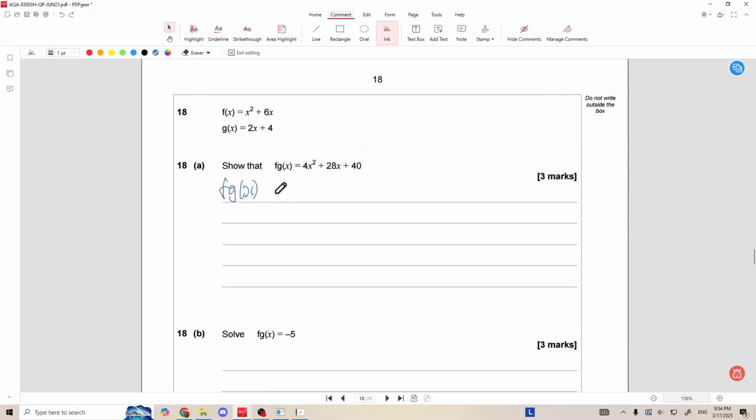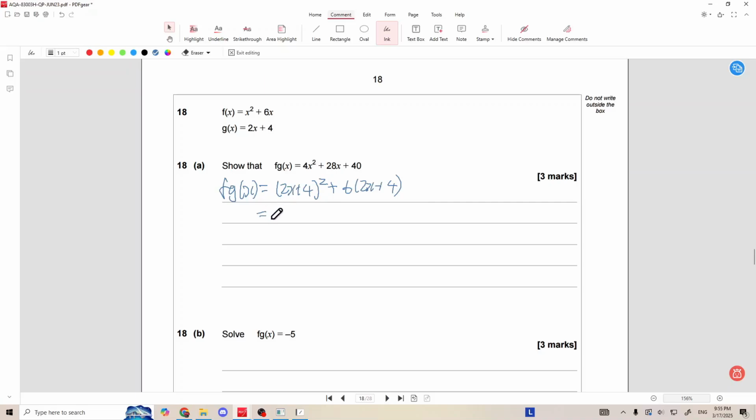Oh, I think I know what to do for fg x. Wait. So I substitute f of x into g. So it becomes like 2x squared plus 6x plus 4. But that isn't right. No. Although I think it's the other way around. fg of x. Oh, it just means... I think so anyway. I do (2x plus 4) squared plus 6 times (2x plus 4). Do I get it then?